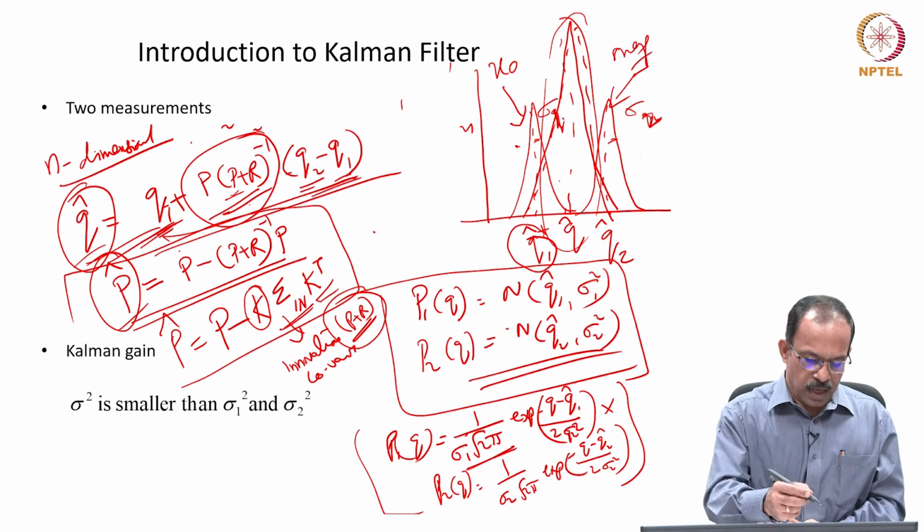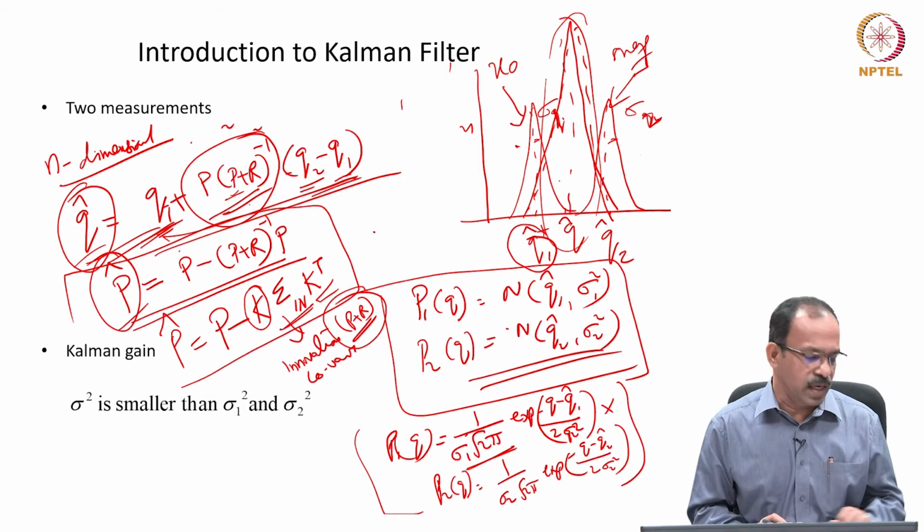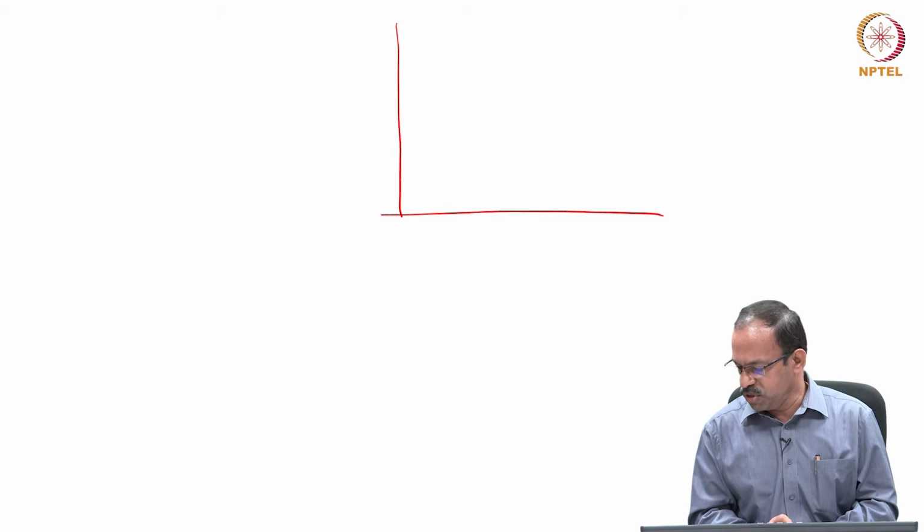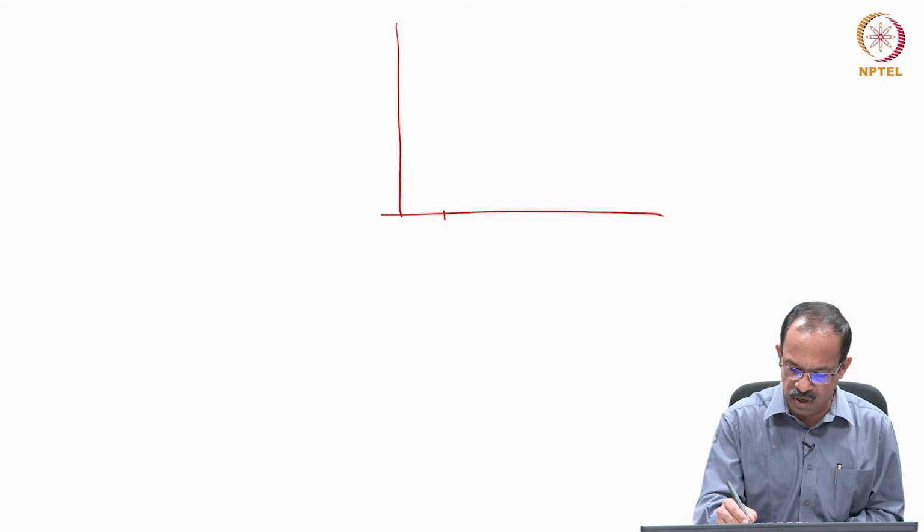So, let us see how this can be implemented in real mobile robots. What we do here is assume that the robot is at a position initially. We take this as the robot position, given as the previous position x t minus 1. So I assume that the robot is at t minus 1.